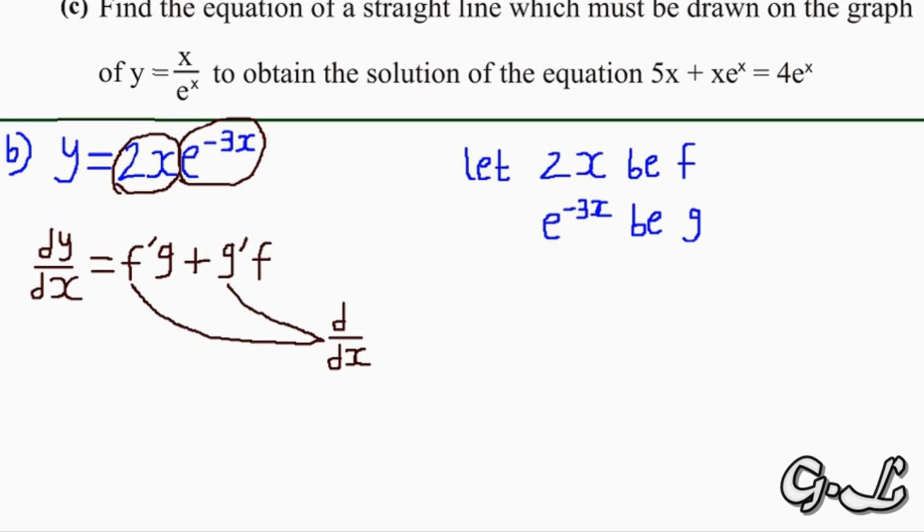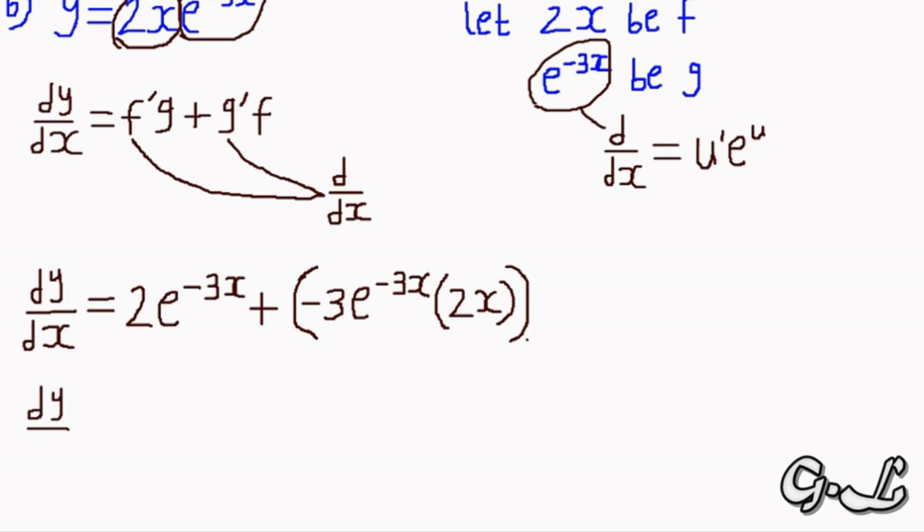What they mean when they say f prime or g prime is that you have to differentiate with respect to x. You have to say d dx. That's one thing you need to keep in mind. Where there is f prime, you have to differentiate 2x, and where there is g prime, you have to differentiate e to the negative 3x. So when you start with f prime, you differentiate 2x, and it will give you 2.